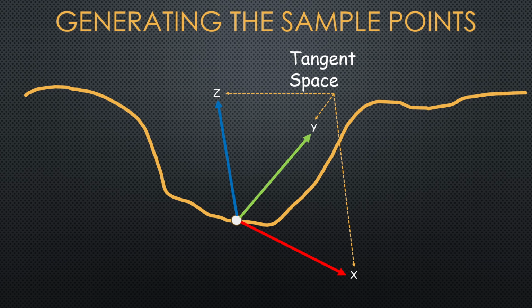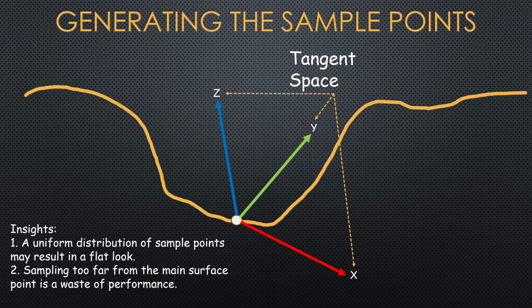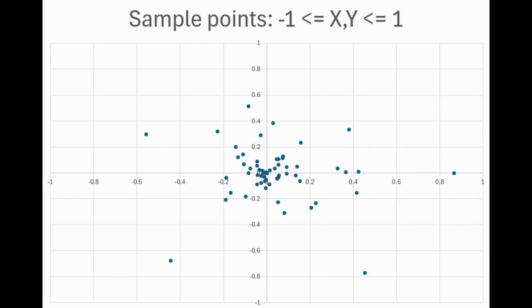This is because the sample points exist in tangent space, where the z component points out of the surface, like a normal vector, so we don't need any negative values for it. But a uniform distribution will result in a flat look, and sampling too far from the main surface point is a waste of performance. Therefore, we prefer to cluster most of the sample points around the origin.